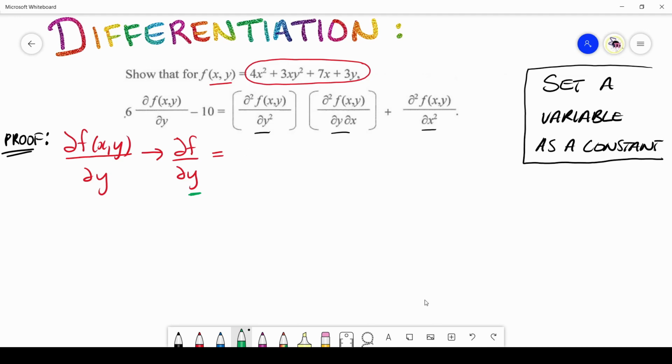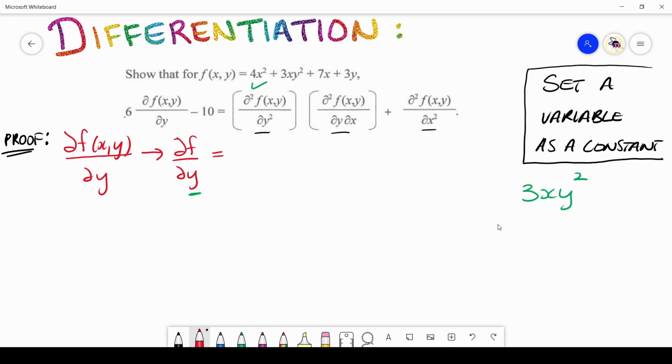So looking at this question, we have our first term being 4x squared, right? If we were to differentiate 4x squared with respect to y, that's zero because x is considered to be a constant. So if x is a constant, then 4x squared is a constant, and that whole thing just goes to zero. Next up, let me write it to the side. We are going to attempt to differentiate 3xy squared with respect to y.